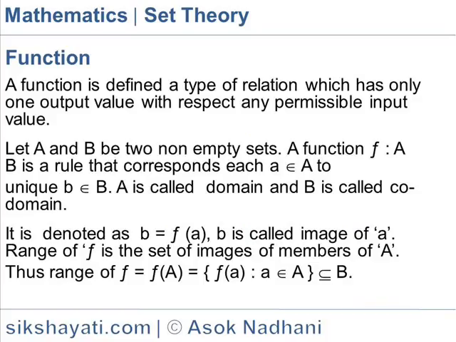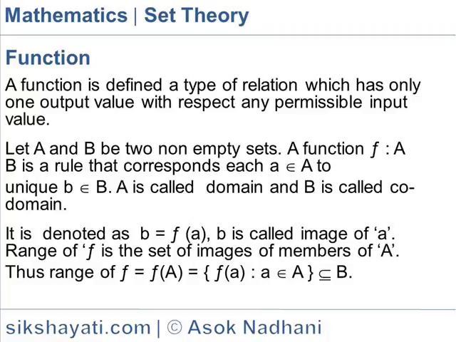Function. A function is a type of relation which has only one output value with respect to any permissible input value. The argument and the value may be real numbers, but they can also be elements from any given set. The domain, the codomain of the function, and all the assigned values are in the range of the function.